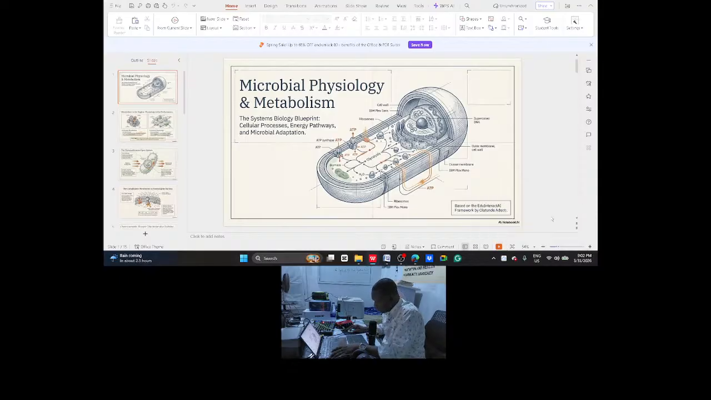This evening we are going to talk on microbial physiology and metabolism. So, what are they? In this presentation, we are going to look at the differences between the two, and that one is going to give us a better understanding of exactly what should be expected in this course. Don't forget that this course is for microbiology of 100 level.